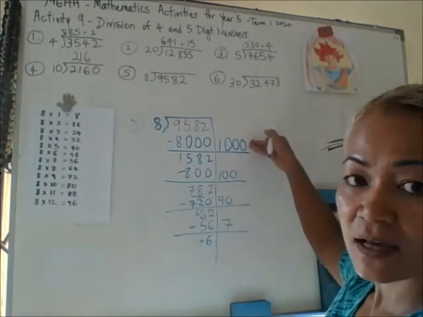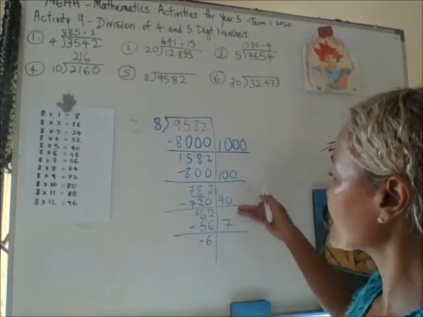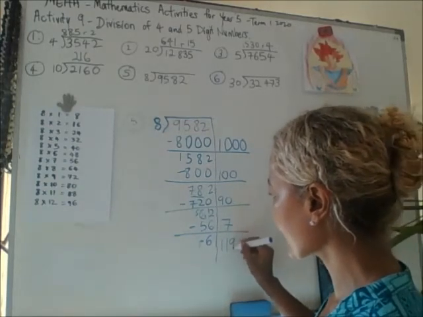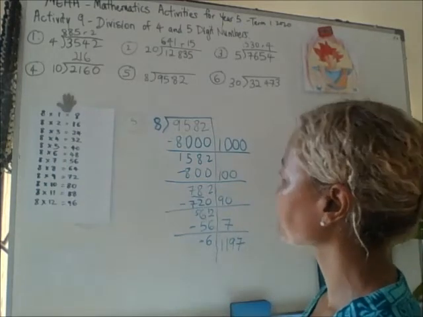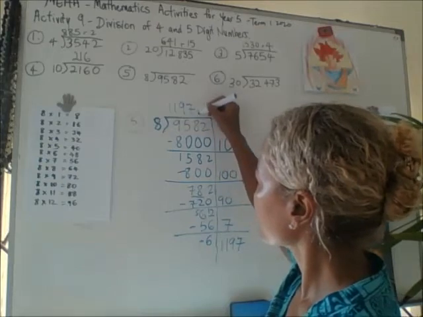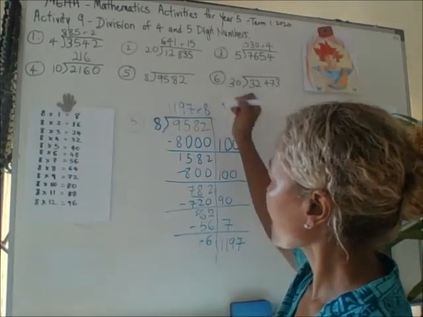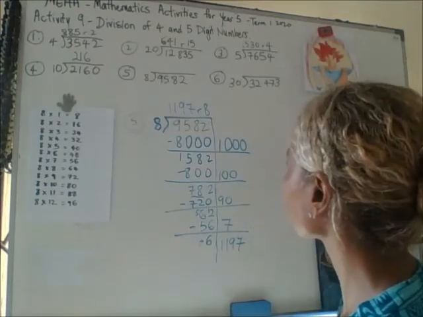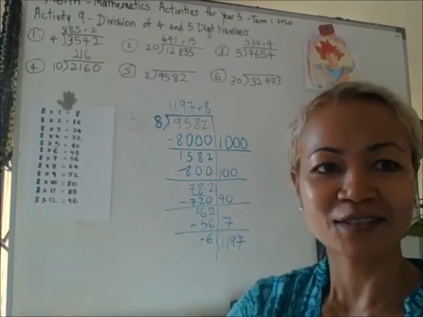And if you add here 1,000 plus 100 plus 90 plus 7, 1,197. Answer is 1,197, remainder 6. All right. Okay, on to the next one.